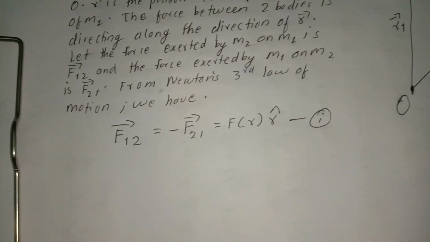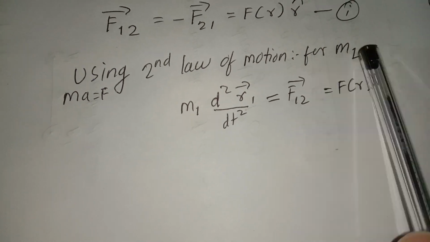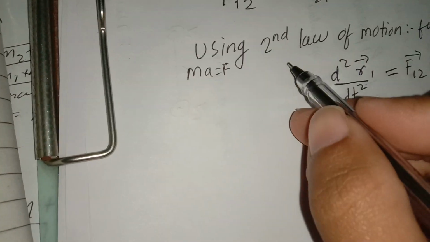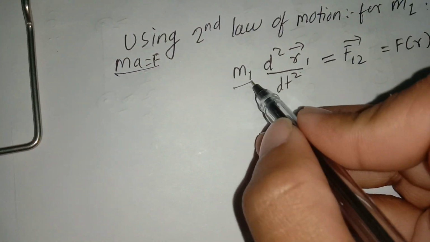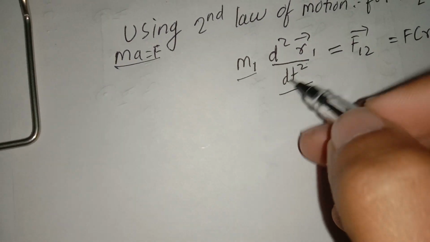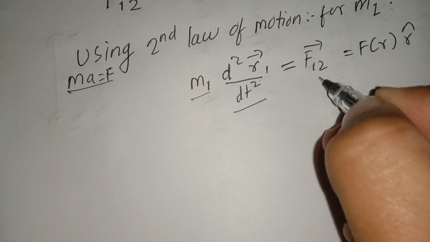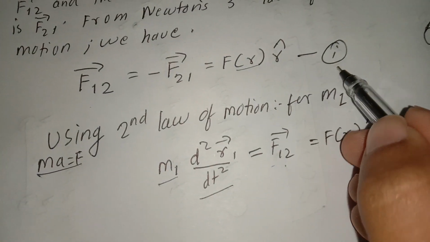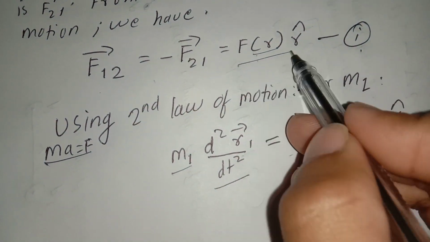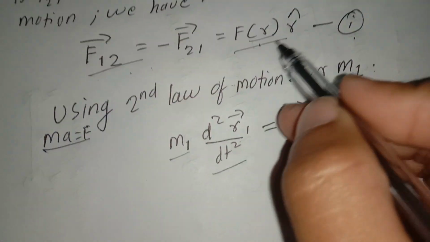Now, using Newton's second law of motion for m1, we need to calculate the force from the mass m1. Newton's second law talks about force: the product of mass and acceleration. So this is the mass and this is the acceleration, as you know, this is the formula. And now this is the force F12, and this force is also denoted by this, because in equation 1 we equated this value to this, so we know that F12 is equal to this.